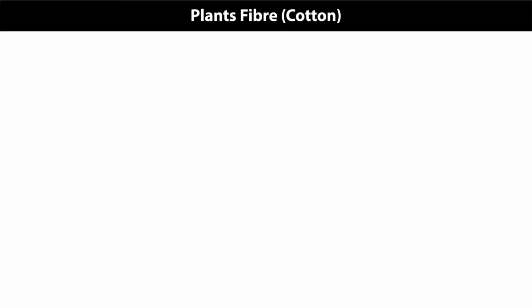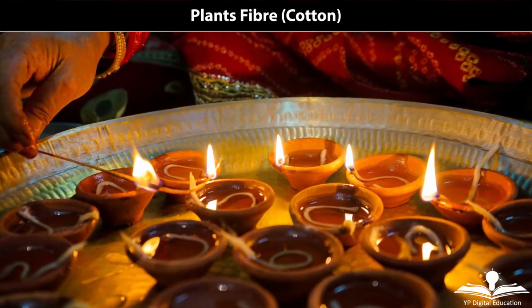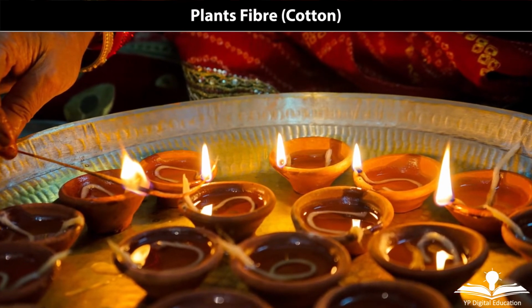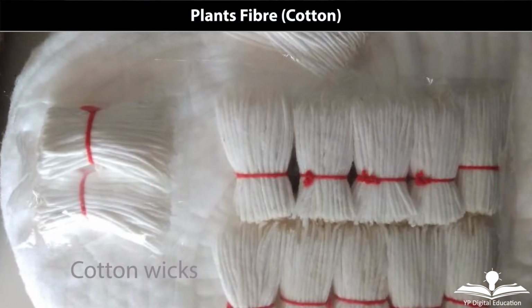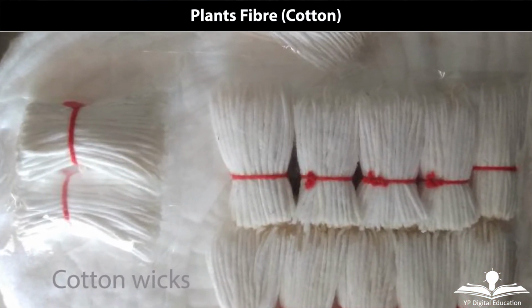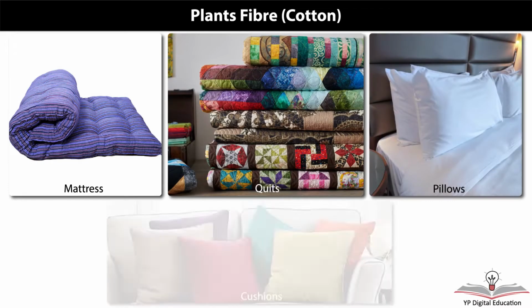In this video, we will discuss cotton. You might have seen wicks of oil lamps or diyas at your houses or during worship at temples. What do you use for making these wicks? The material we use to make them is cotton wool. This cotton wool is also used for filling mattresses, quilts, pillows, or cushions.